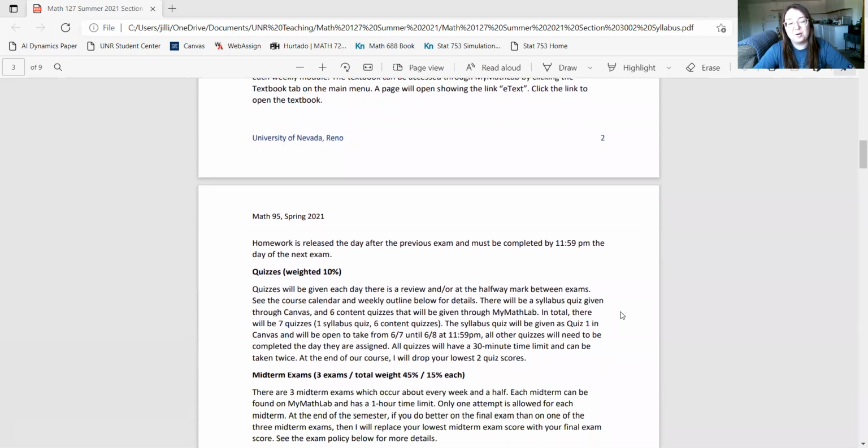Also, last thing about homework: homework is released the day after the previous exam and has to be completed by 11:59 the day of the next exam. This obviously excludes the beginning of this class. So our homework is assigned now, and it's going to be due by the day of our next exam, which is this Friday. So your homework for every section is going to be due the day of the exam.